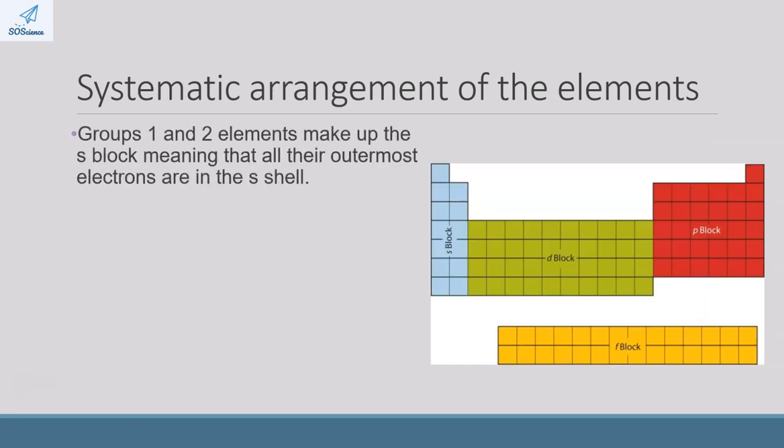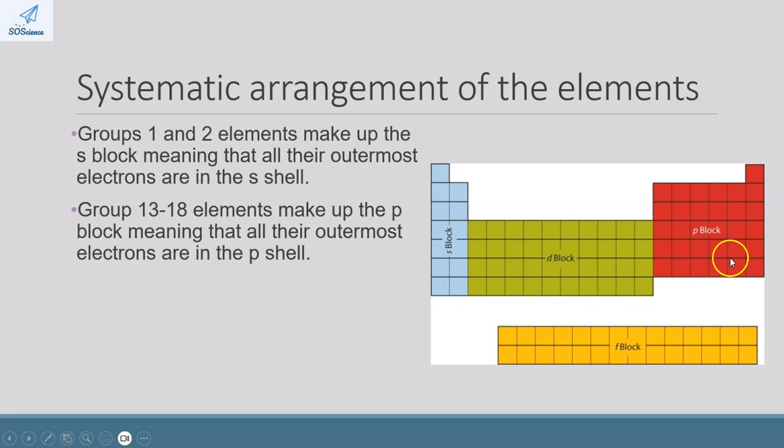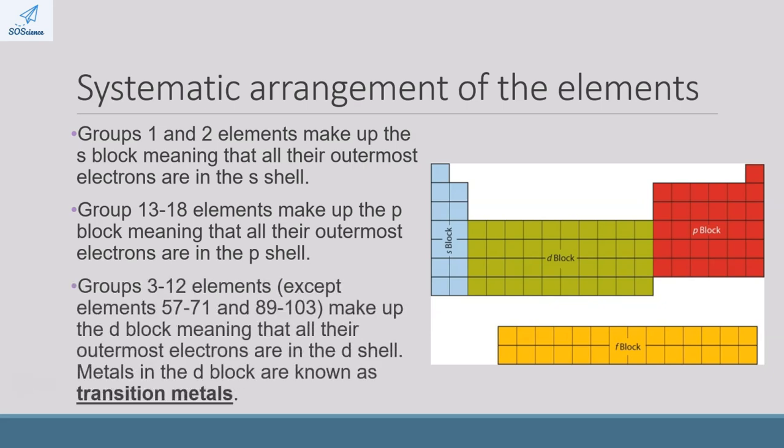We also need to be aware of the fact that the first 2 columns, group 1 elements and group 2 elements, their outermost electrons exist in an S shell of their particular energy level. Group 13 to 18 elements, their outermost electrons exist in the P shell of their particular energy level.